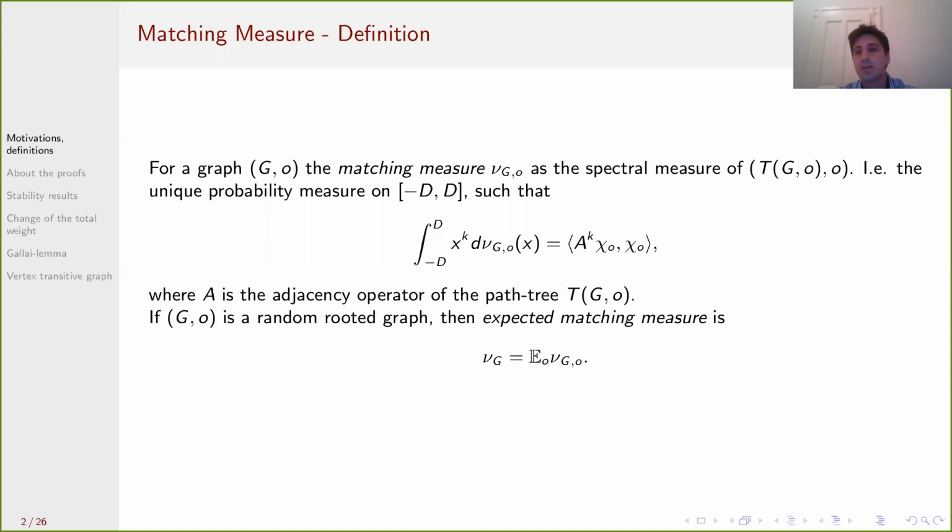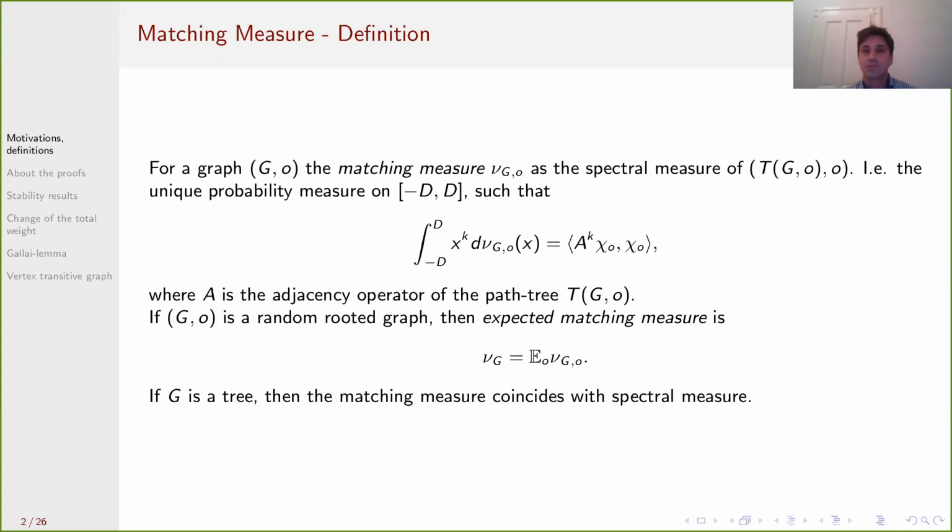And clearly, if we have any kind of probability distribution on rooted graphs, then we can define the so-called expected matching measure, where we are taking the average of the rooted matching measures. You can already see at this moment that if G is a tree, then this matching measure is nothing else but the usual spectral measure of trees.